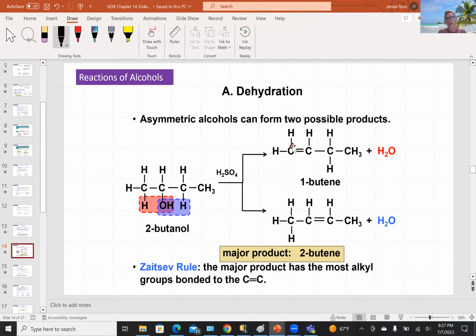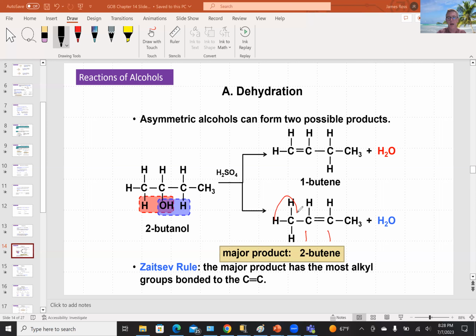So the carbon here has 2 H's, so it has no alkyl groups, has no carbon groups. Whereas if we compare the first double bond carbon in option 2, it has an H, but now it has a carbon. So it's got 1 alkyl group on this carbon. Let's remember those. So here we've got 1 alkyl group. Likewise, here we've got 1 alkyl group.